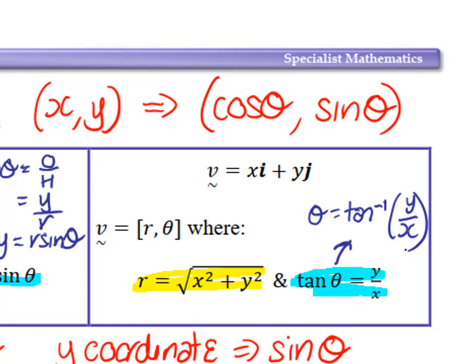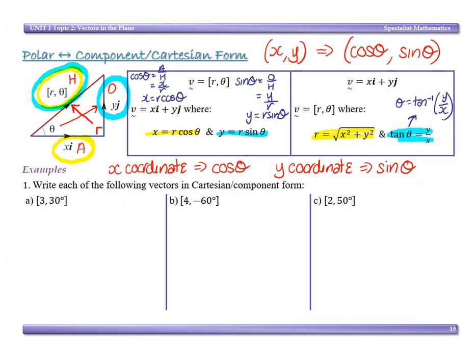For Pythagoras, c squared is a squared plus b squared. A squared is my x squared. B squared is my y squared. So my magnitude is a square root of x squared plus y squared. So understand where these formulas are coming from, because if you're in an assessment and you stress, you're likely to forget them, and you can always work it out.